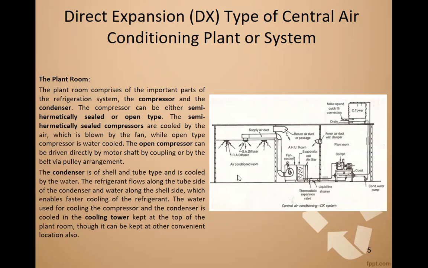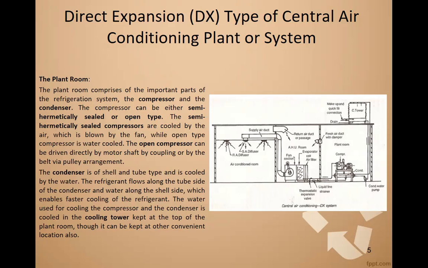Required capacity niya. Okay. So, the plant room comprises of the important parts of the refrigeration system, the compressor and the condenser. The compressor can be either semi-hermetically sealed or open type. The semi-hermetically sealed compressor are cooled by the air, which is blown by the fan. But open type compressor is water cooled. The open compressor can be directly driven by the motor shaft, by coupling, or by the vent via pulley arrangement.